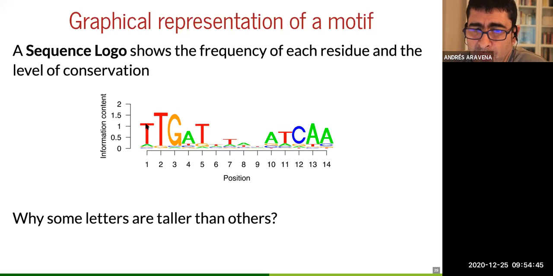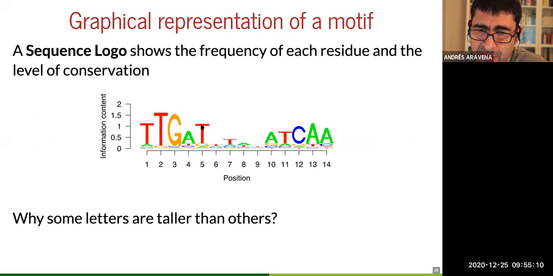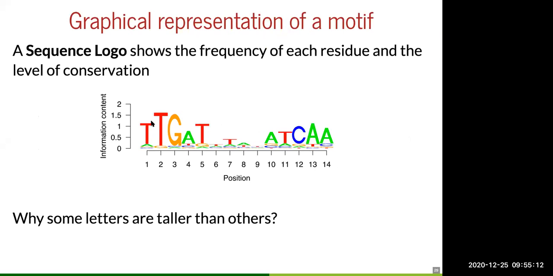But some columns are higher than others. Why? Because of this. We're essentially following this thing. Maybe I have something a little different here, but you see that there are taller and shorter letters.